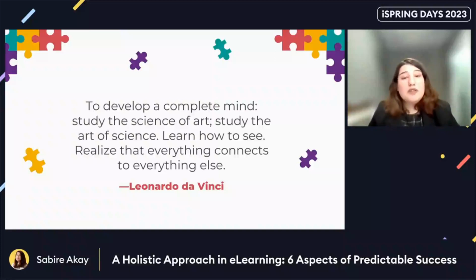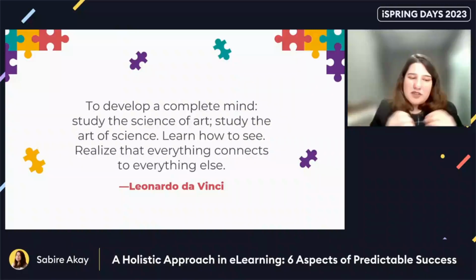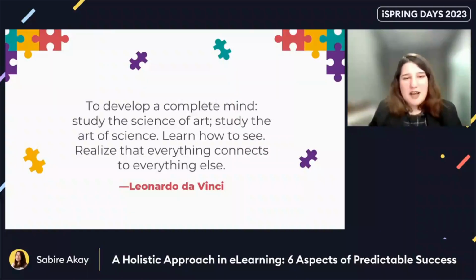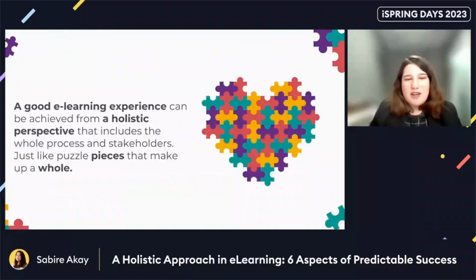He said that to develop a complete mind, study the science of art and study the art of science. Learn how to see and realize that everything connects to everything else. Like I was saying at the first, everything is connected, everything is overlapping, and Da Vinci says that as well. And this is my final word.